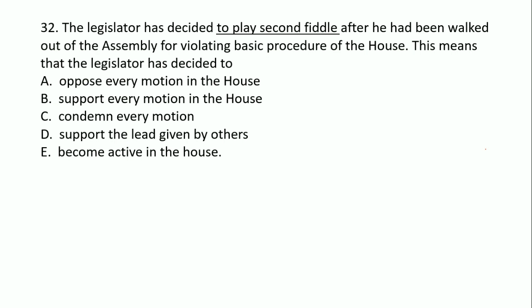So to play second fiddle means to be less important or in a weaker position than someone else. If you think about it, if you're playing a role to assist someone, that means you are taking direction. Most of the time, you take directions from the person. A very good example is the vice president that assists the president. I believe most of the time, the president gives direction to the vice president. So in this case, that means he will have to support the lead given by others.